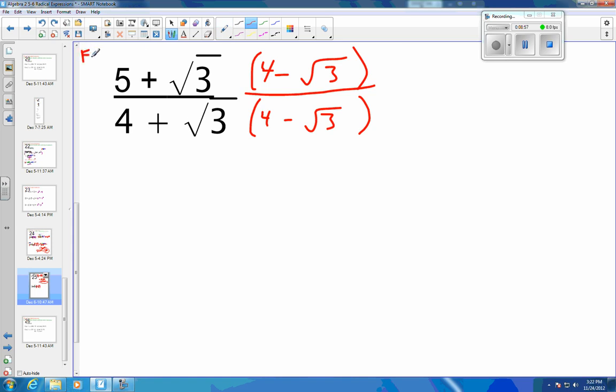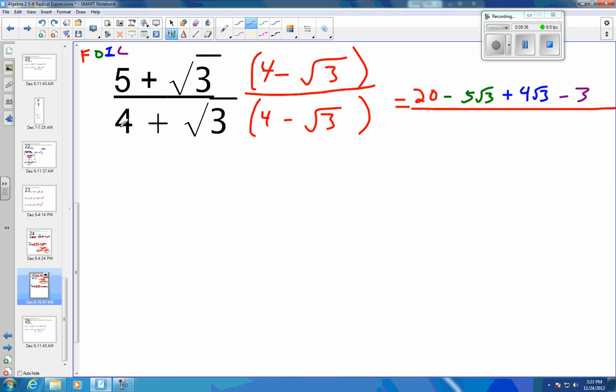So first, 5 times 4 is 20. That's going to be a 20 over here. And then I got my outers. 5 times square root of 3. It's a positive times a negative, so that's a negative 5 square roots of 3. Inners. So that's going to be square root of 3 times 4, and they're both positive, so it's plus 4 square roots of 3. And then my last, square root of 3 times square root of 3, and it's a positive and a negative, so it's minus 3.